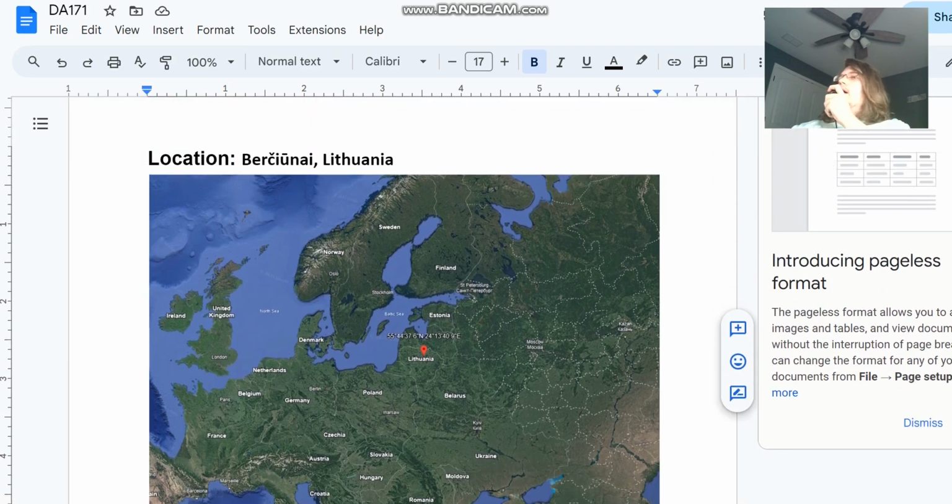So, this individual was a man, and he's from Bersiu. I don't know how to pronounce that, unfortunately, guys. I don't understand what these Latin letters mean. I understand Cyrillic, but they don't use Cyrillic in Lithuania. Unfortunately, they use whatever this is, and I don't understand how to pronounce this.